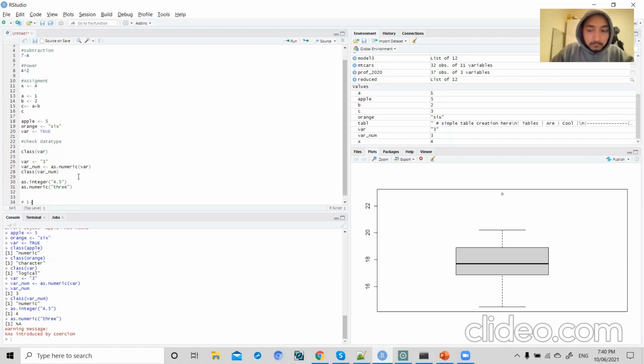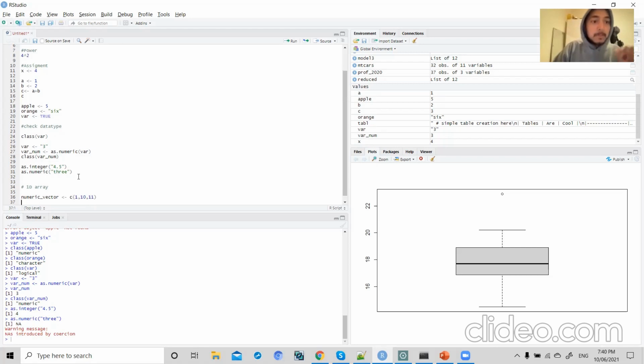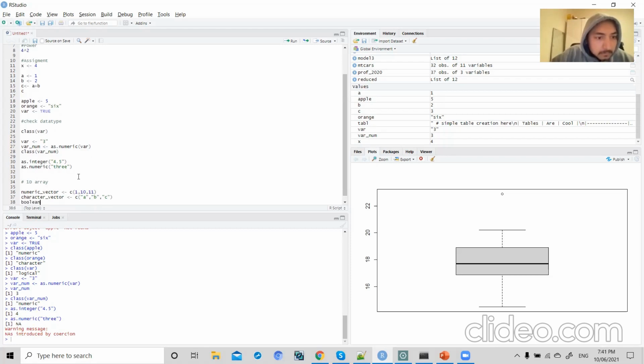So to declare a 1D array, or vector, we start with C and we assign values. So it was 1, 10, 11. It's similar to creating a list in Python, list or array. So character underscore vector. Boolean underscore.